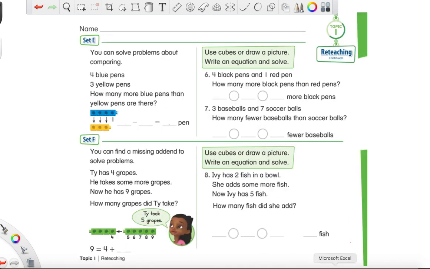Okay, guys, here's page 45. This is where we're at right now. So the page number is a 4 in the tens place, a 5 in the ones place. And let's see what they want us to do for set E.